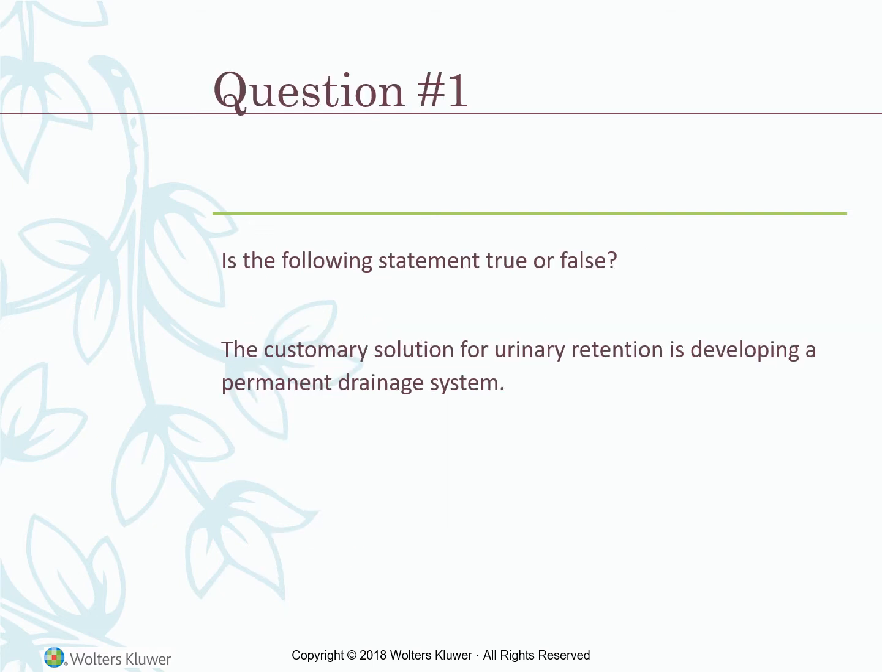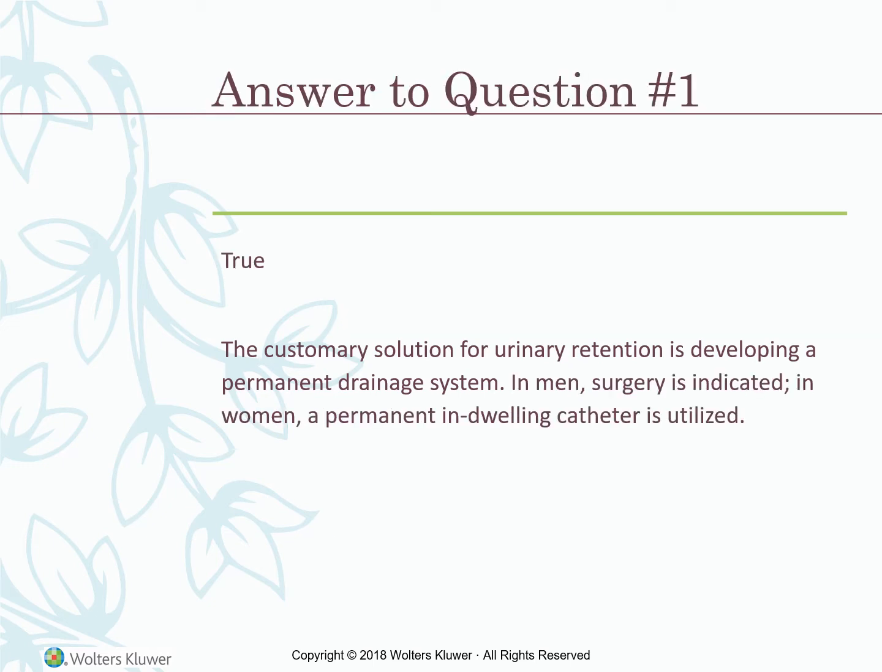Is the following statement true or false? The customary solution for urinary retention is developing a permanent drainage system. True. The customary solution for urinary retention is developing a permanent drainage system. In men, surgery is indicated. In women, a permanent indwelling catheter is utilized.